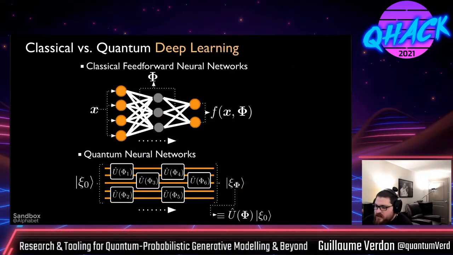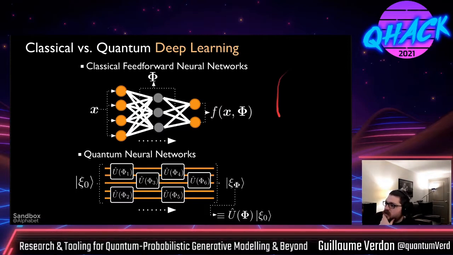You've all seen this comparison by now. I think a lot of people have made it. You have classical feedforward neural networks. They have parameters. You can have some inputs, and then you have a parameterized function f of x depending on phi. You want to tune phi so as to fit some loss function.